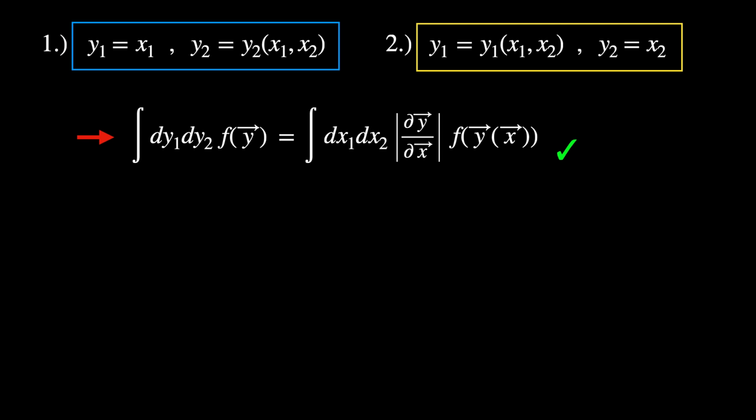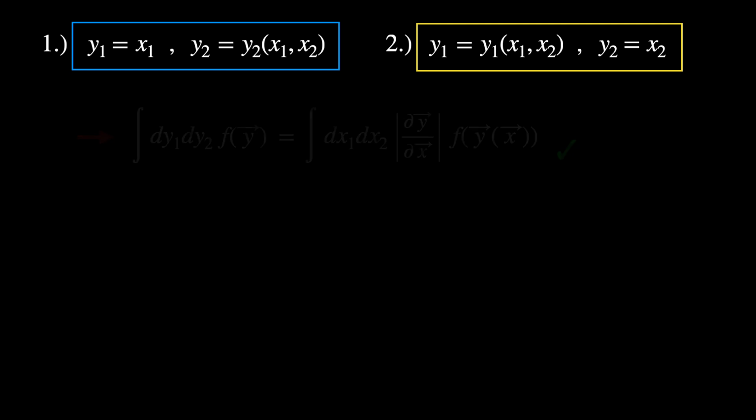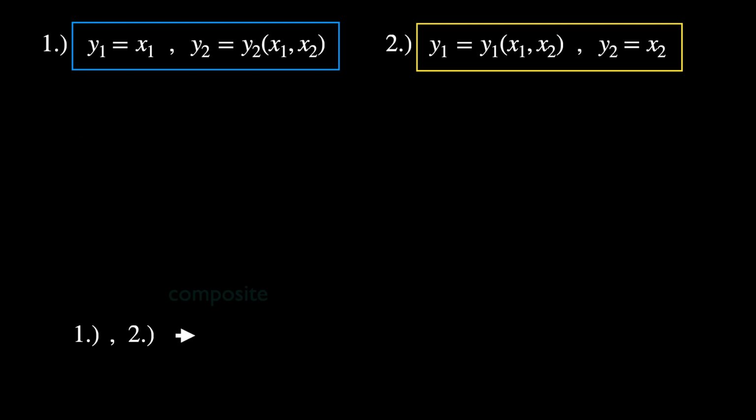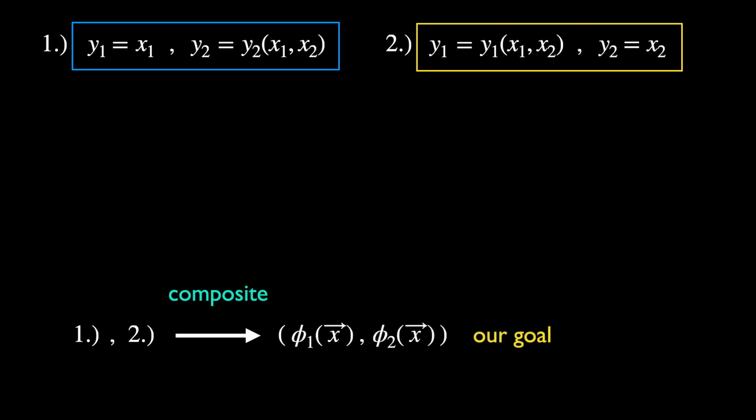Thus, we have shown that the Jacobian formula holds for the two special cases above. Let's now combine these results and prove this for the general case for two variables. Our goal is to construct a composite map out of these two, such that each variable is transformed in a non-trivial way by arbitrary invertible functions phi1 and phi2.